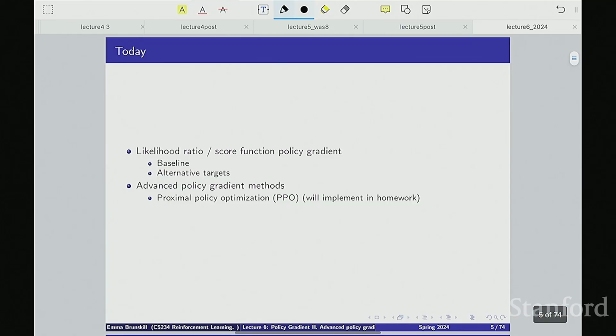So in particular, what we're going to be covering is, we've talked last time a lot about likelihood ratio or score function policy gradients. We're going to talk more about the notion of a baseline and why introducing that is not going to incur any bias in the estimate of our gradient. We'll talk about alternative targets, and then we're going to talk about PPO. And again, just to remind ourselves, PPO is what they used in ChatGPT and a huge number of other application areas as well. So it's a really, really useful technique.